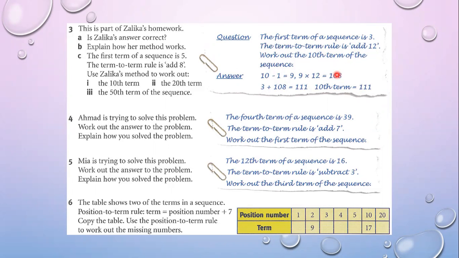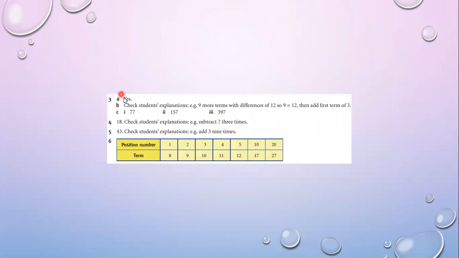Why 12? Because she adds 12, so she multiplies by the same number. She needs to find the 10th term, so with the help of this 3, we add this number, because we already removed 1. So is it 111? Is she correct? Let's check. Yes, she is correct. Her method is right.